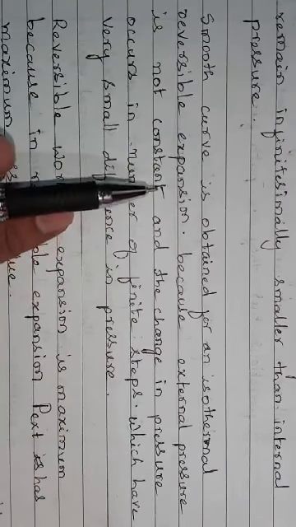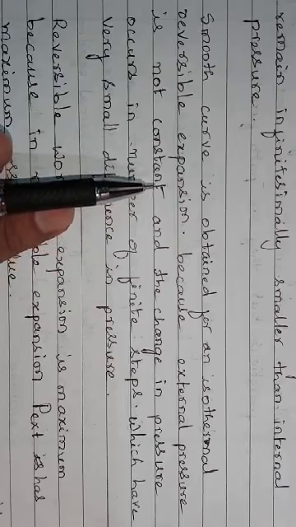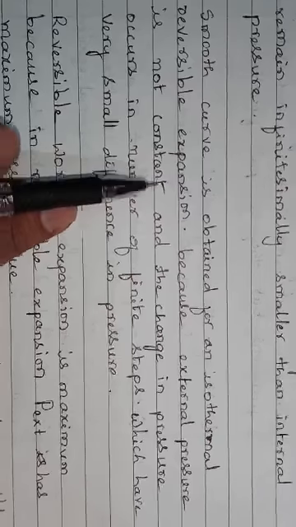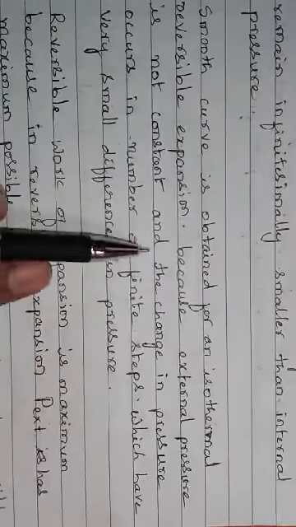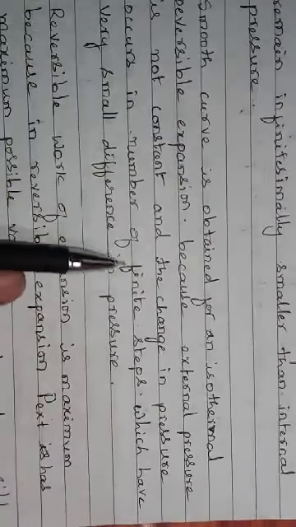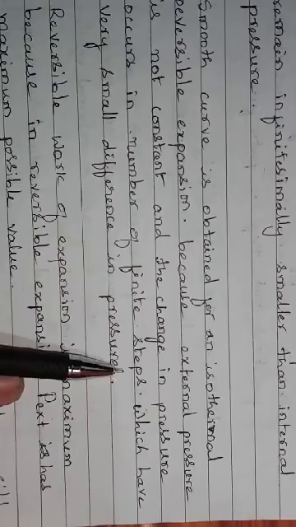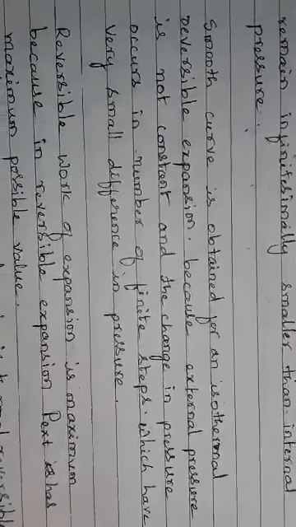A smooth curve is obtained for an isothermal reversible expansion. During isothermal reversible expansion, we have a smooth curve, whereas we get a line in the case of the irreversible process, because external pressure is not constant and the change in pressure occurs in a number of finite steps, and each step has a very small difference in pressure. Understood?